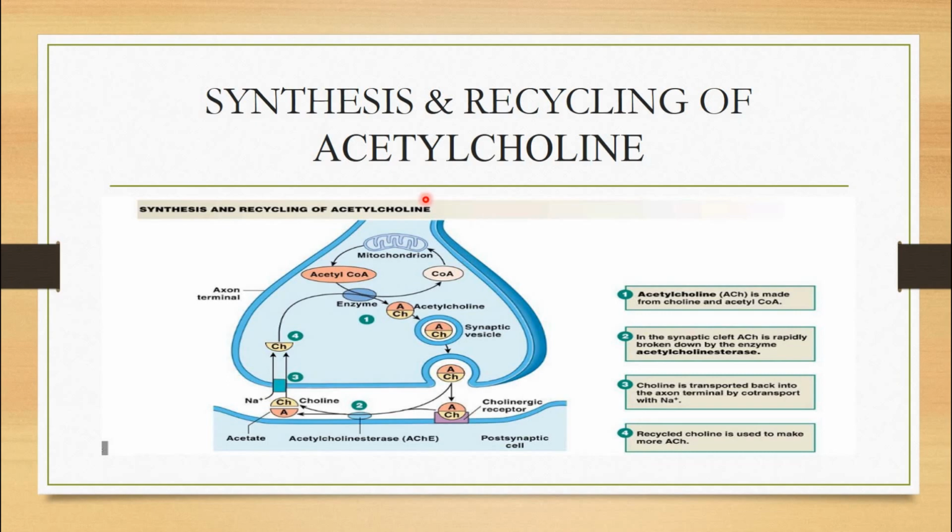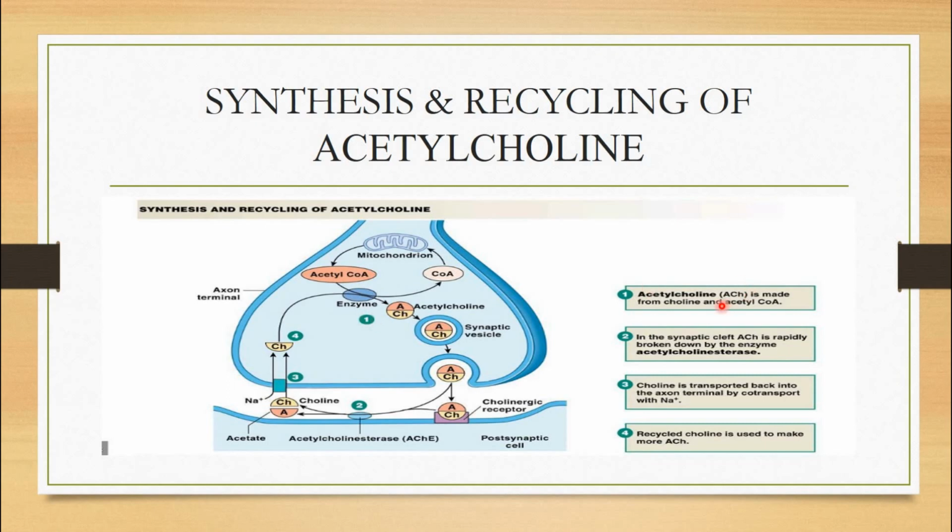Next, let's recapitulate with the synthesis process of acetylcholine. Here you can see acetyl-CoA, production of acetylcholine, which is collected in the synaptic vesicle, released as a neurotransmitter in the synaptic cleft, then it is again received. And here let's collect the points on what steps are happening in the synthesis and recycling of acetylcholine.